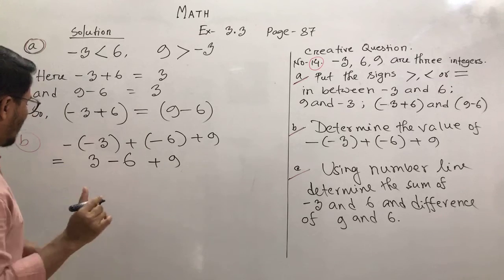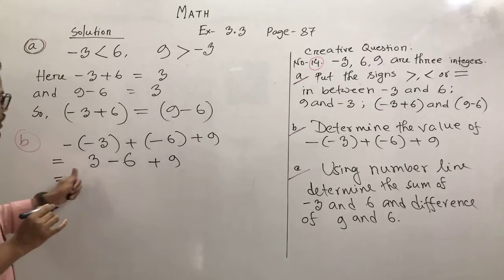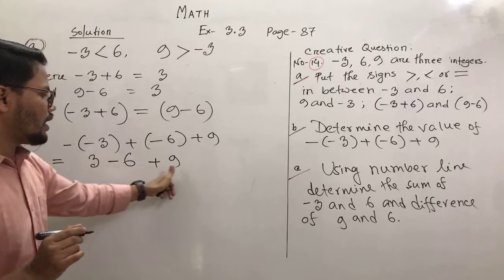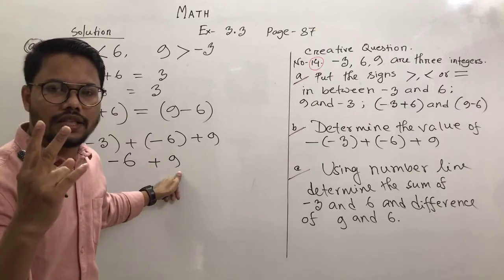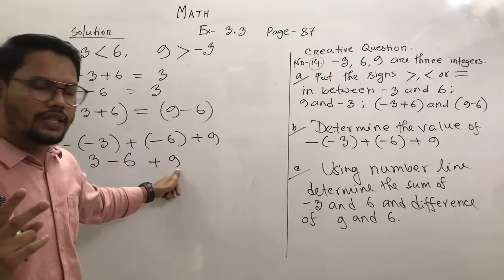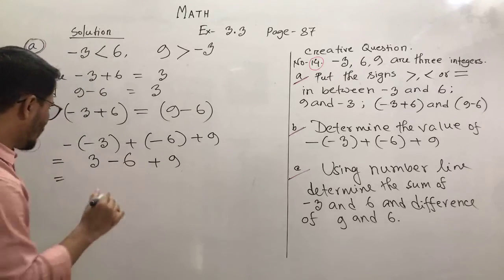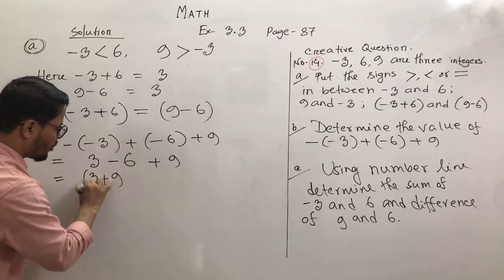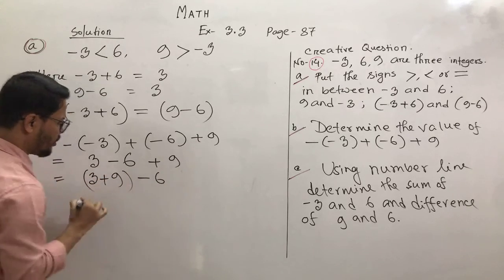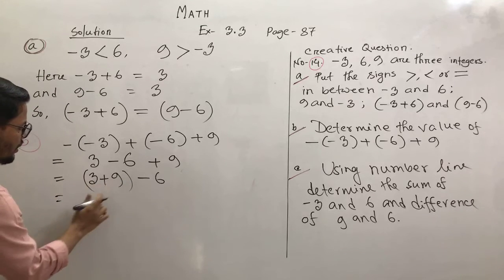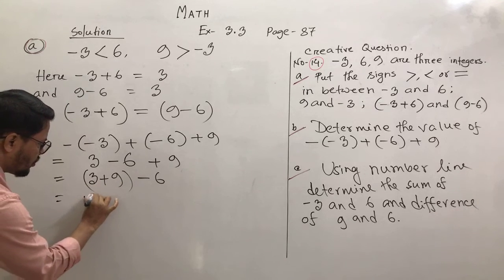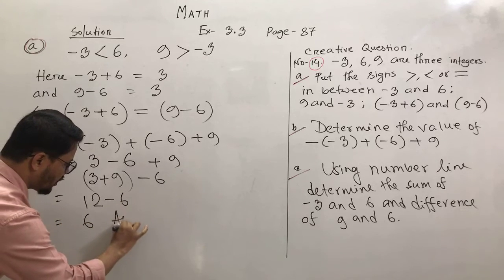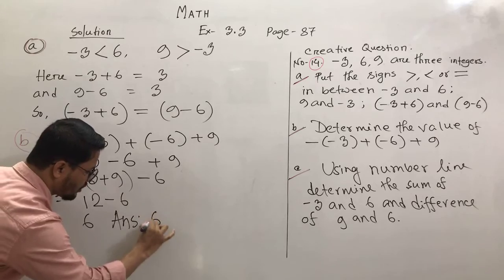So first, give attention. There are 3 integers: plus 3, minus 6 and plus 9. Two of them are positive integers and the other is a negative integer. So add all the positives, 3 plus 9, and the remaining one is a negative integer. 9 plus 3 is 12, minus 6, and our answer is 6. So we can write here: answer equals 6.